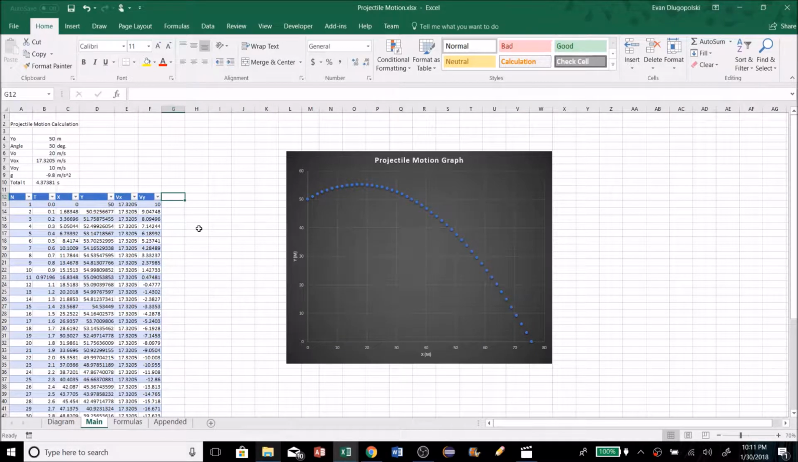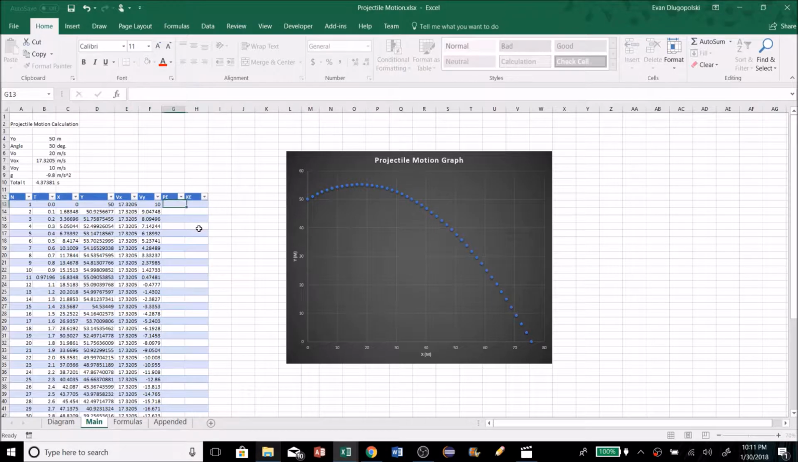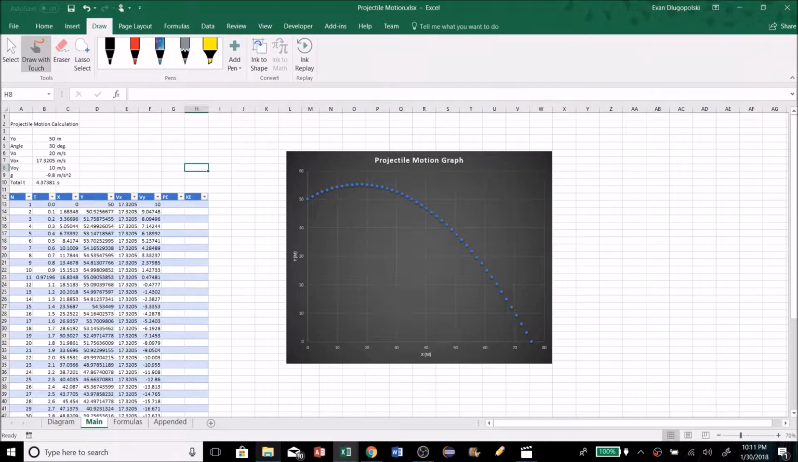Let's figure out how much kinetic and potential energy is in the ball at any given second along the flight path. So in order to do that, let's type in PE and KE. So this would be our potential energy and our kinetic energy. So the equation for potential energy is going to be, I'll draw over here on the right, potential energy equals mass times gravity times the height of the object from the ground.